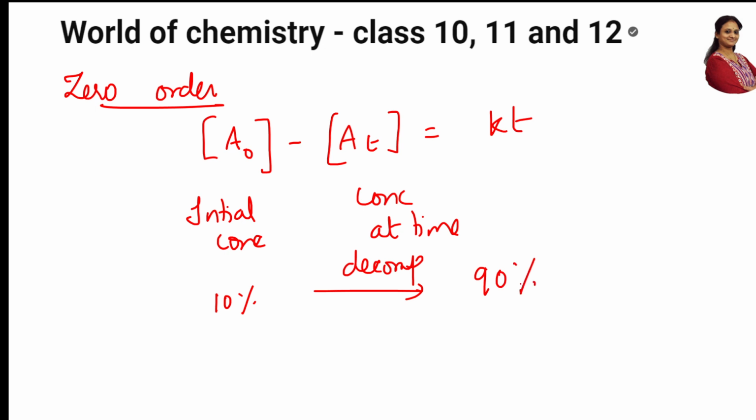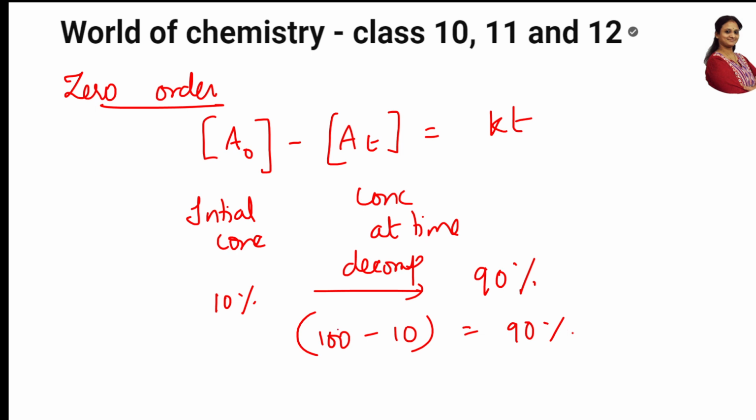Simple, na? 10% it has started. The remaining 90% is going on. That means 100 minus 10 is 90 only, right? Yes. That means what is happening, students? In this case, 100 minus 10 is 90%. Both ways are the same. That means it is a zero order reaction.